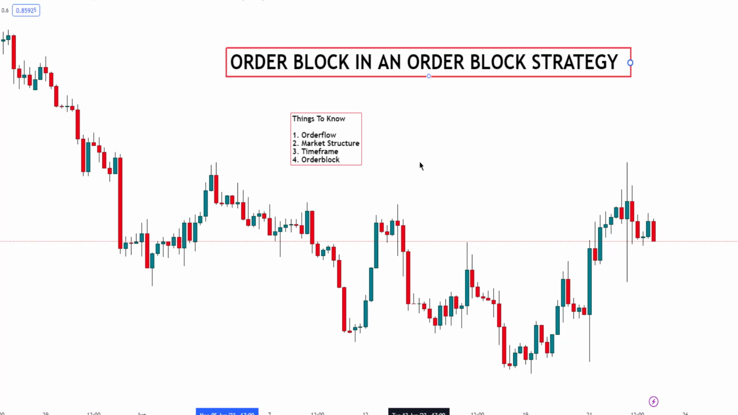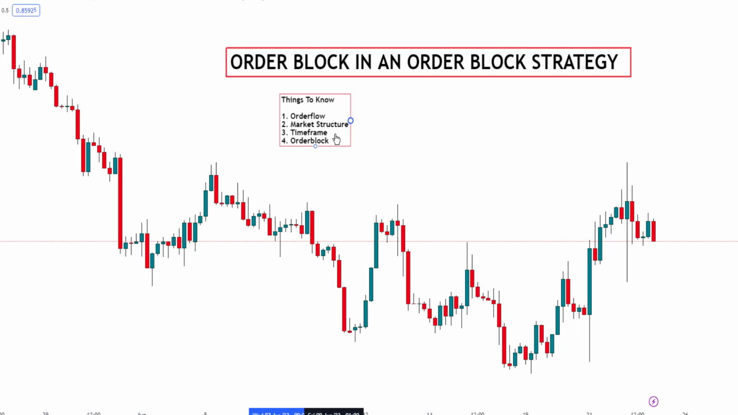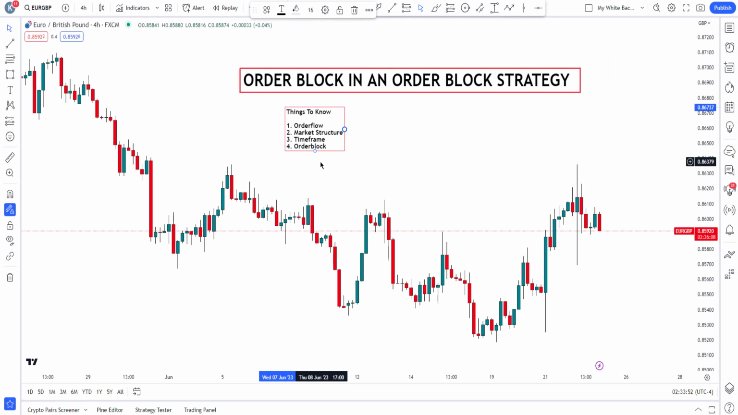I'm not going to take long time explaining this. These are the things you need to know before you can practically use this simple concept. The first thing to know is to have a basic understanding of what order flow is. Order flow in simple terms simply means where the directional bias is, that is where the money is going.